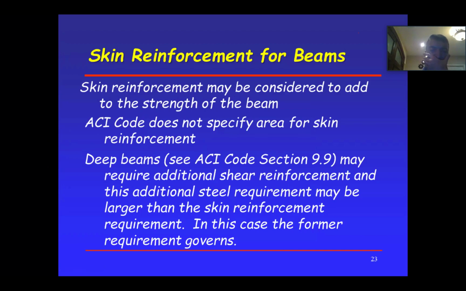Skin reinforcement may be considered to add to the strength of the beam, but I would not count on that. You know, it's definitely going to add, but I would not count on it. I would only count on the main reinforcement. ACI code does not specify area for skin reinforcement. See, it doesn't tell you what you need. You use your engineering judgment. I would use number 4, small bars, not too big. Number 4, number 5 maximum.